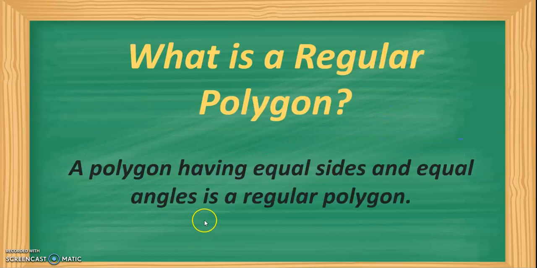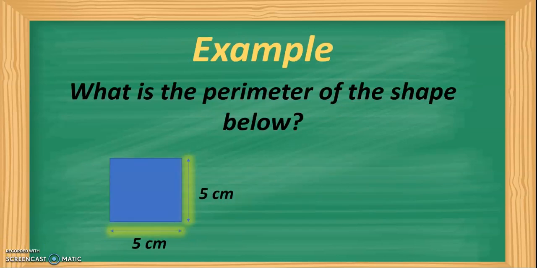Now, what is a regular polygon? A polygon having equal sides and equal angles is called a regular polygon. So, for example, we can easily think of a square. All sides are equal, hence a square is a regular polygon.